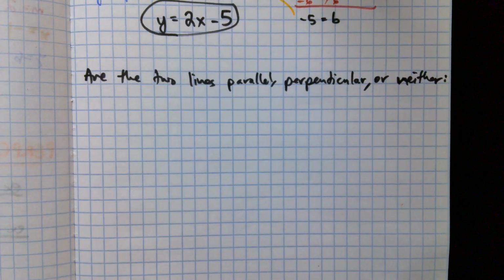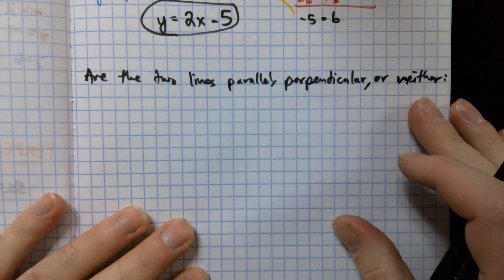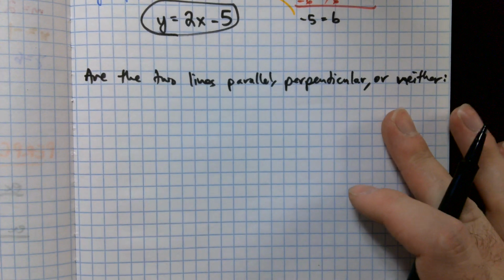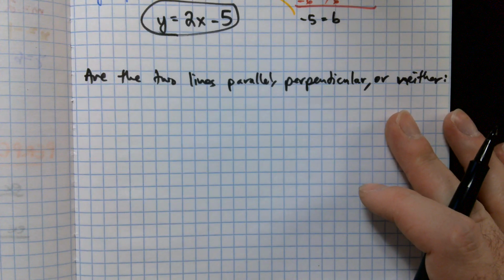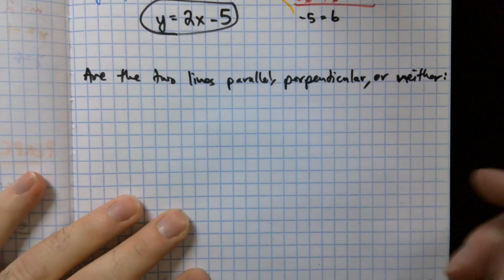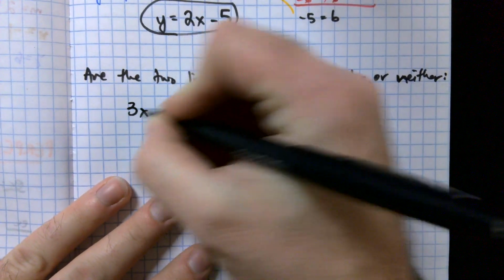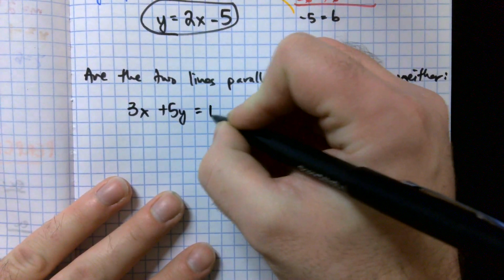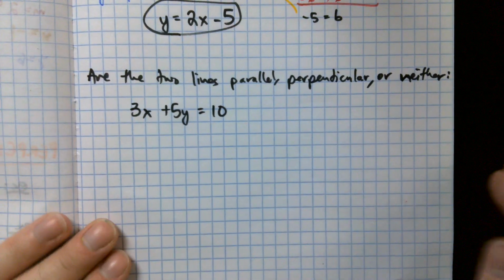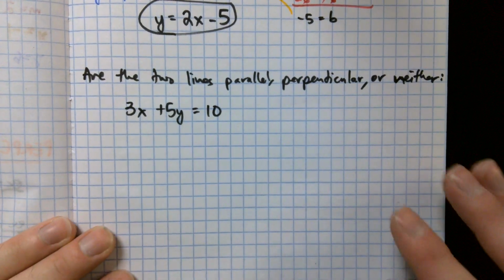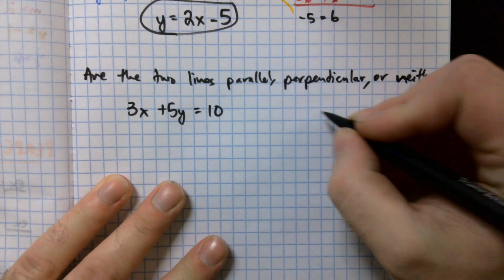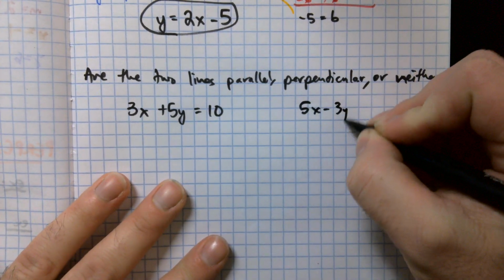When can we think of an instance when the slope is not easily identifiable? Maybe a certain form that our equation could be written in. Is there a form we talked about where the slope is not easily identifiable? Standard form. 3x plus 5y equals 10. I can't look at that and say my slope is 3, because my y is not isolated. And I could have 5x minus 3y equals negative 6.